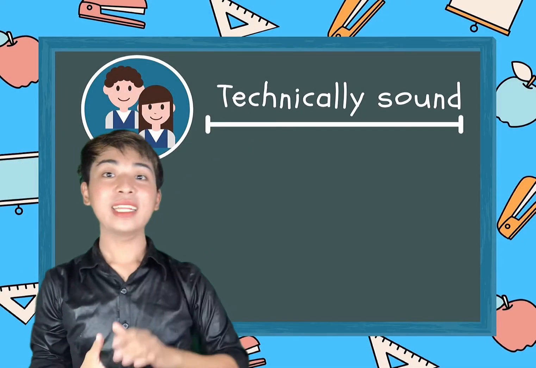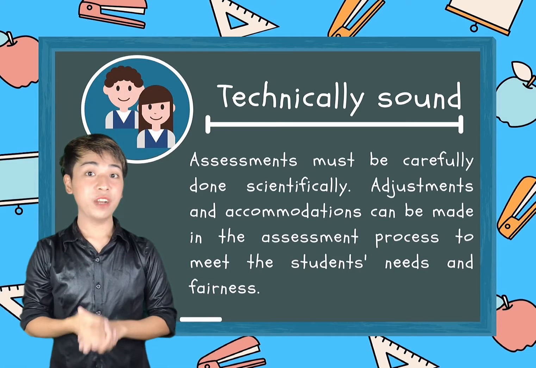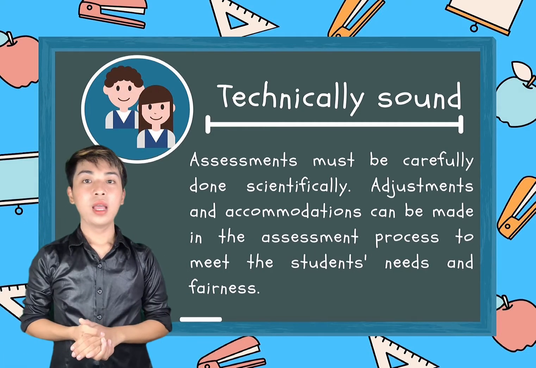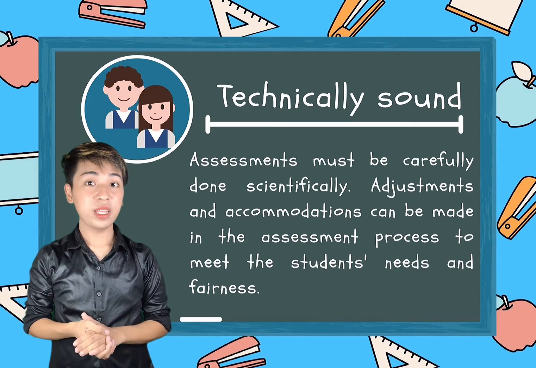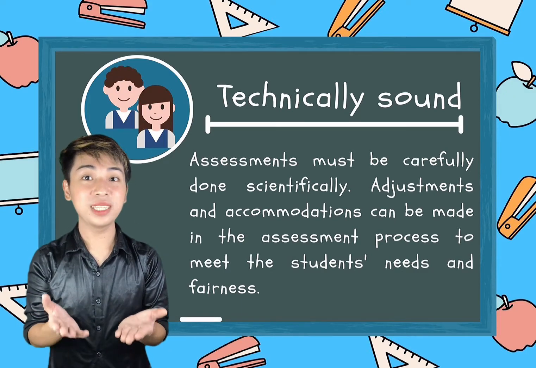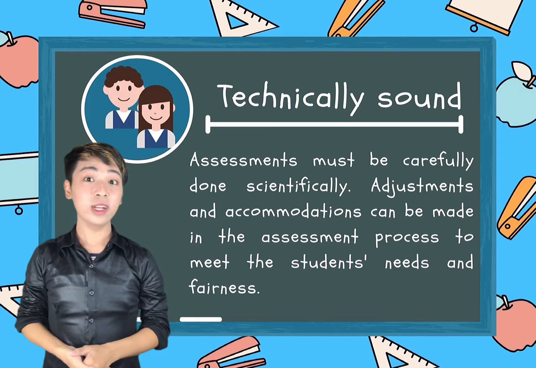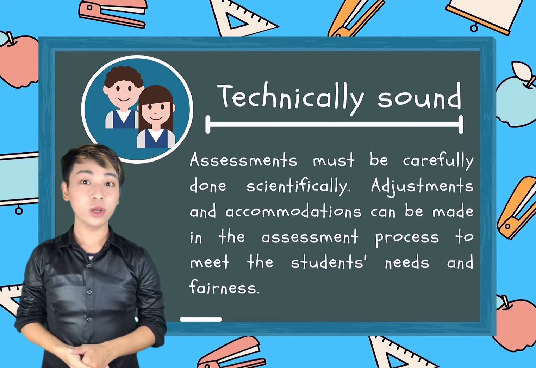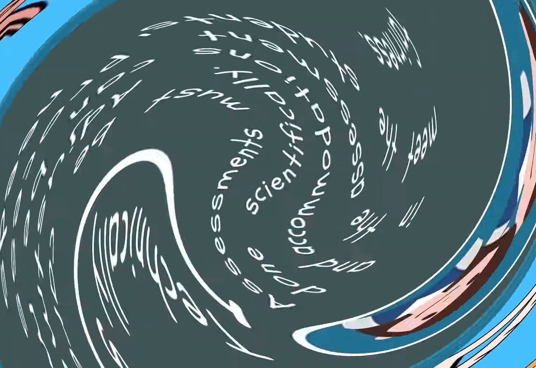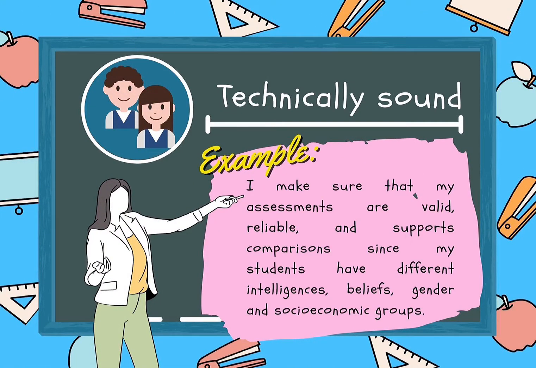Number 7, technically sound. Assessment must be carefully done scientifically. Adjustment and accommodations can be made in the assessment process to meet the student's needs and fairness. It should follow a particular process where necessary adjustments and accommodations should be done along the way. Example: the teacher makes sure that her assessments are valid, reliable, and supports comparisons since her students have different intelligences, beliefs, gender, and socioeconomic groups.